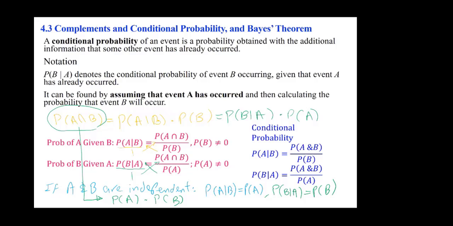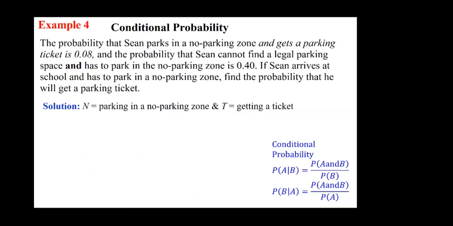Let's go to the next example. The probability that Sean parks in a no parking zone and gets a parking ticket is 0.08. And the probability that Sean cannot find a legal parking space and has to park in the no parking zone is 0.40. If Sean arrives at school and has to park in a no parking zone, find the probability that he will get a parking ticket.